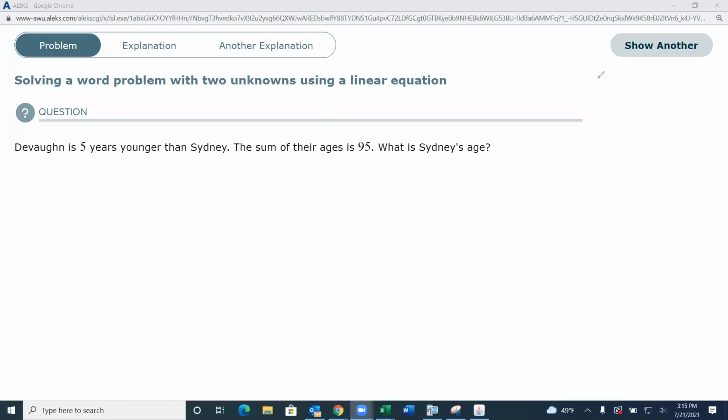Okay, so on this, Devon is 5 years younger than Sydney. The sum of their ages is 95. What's Sydney's age? First of all, let's say you don't remember how to do it the algebra way in the middle of a test. You say, okay, one guy is 5 years younger than the other, and they add up to 95.